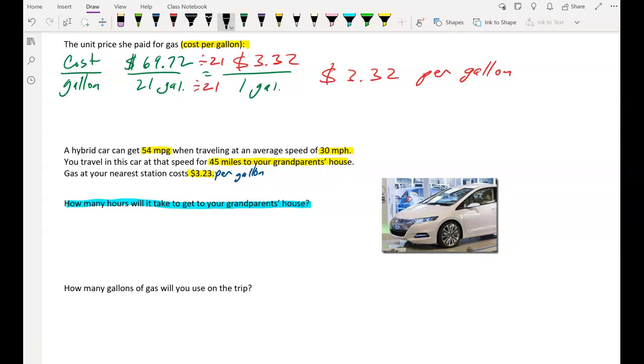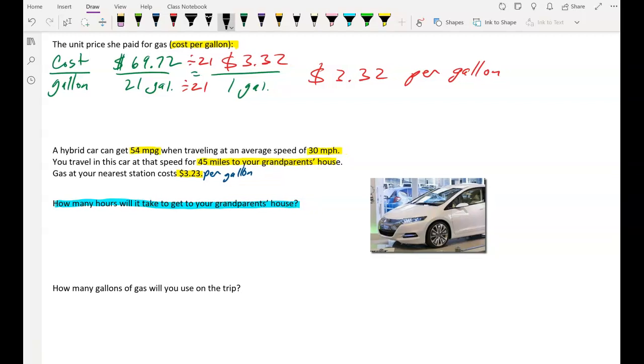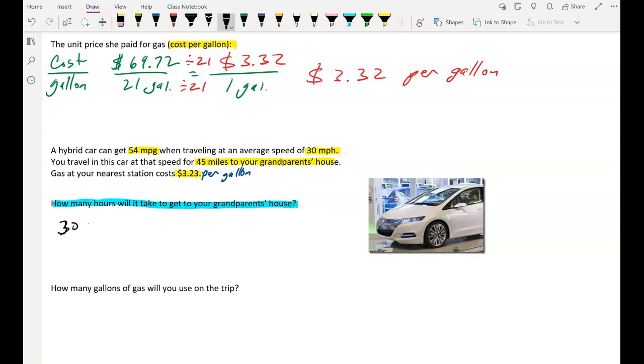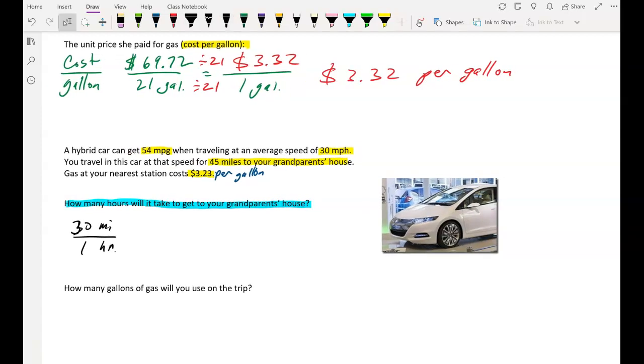Well, now we're going to try things just a little bit backwards. We know that we are getting 54 miles per gallon. Whoops, that's not what it's asking. How many hours? So we're looking for hours. Well, you're driving 30 miles per hour. Okay, so 30 miles in 1 hour. And it is 45 miles to the grandparents' house. So 45 miles goes here. So we want to make a proportion. How many hours will it take? Well, we don't know.